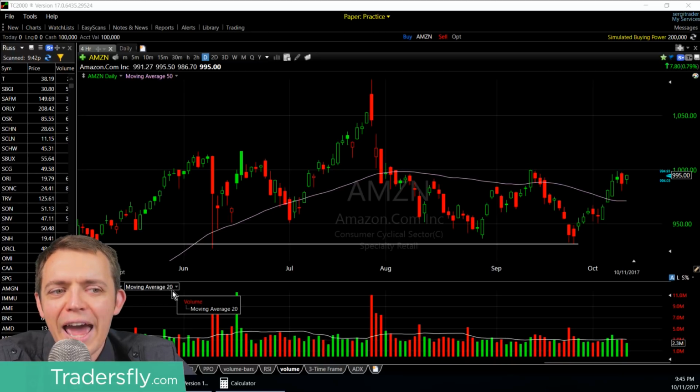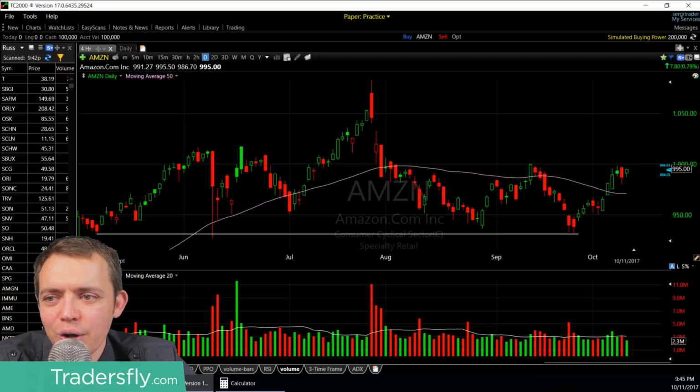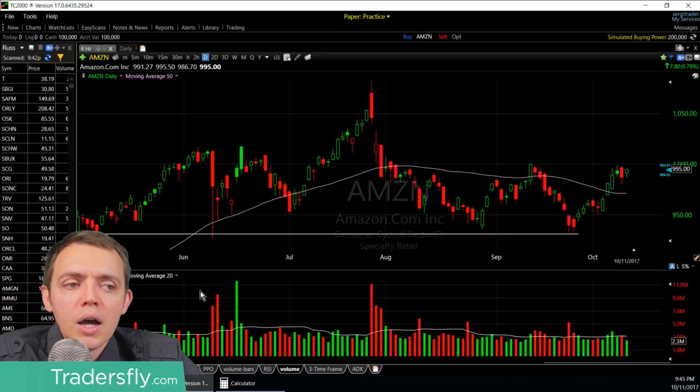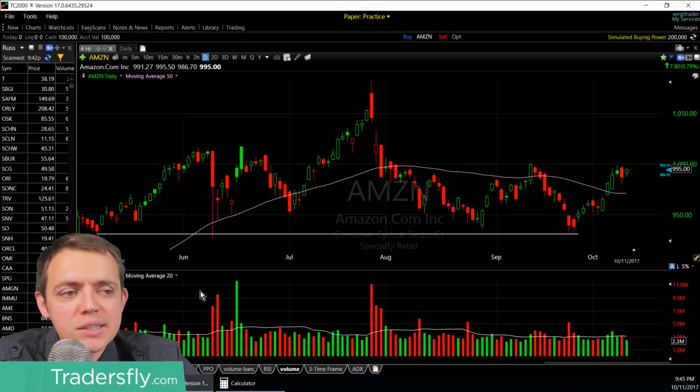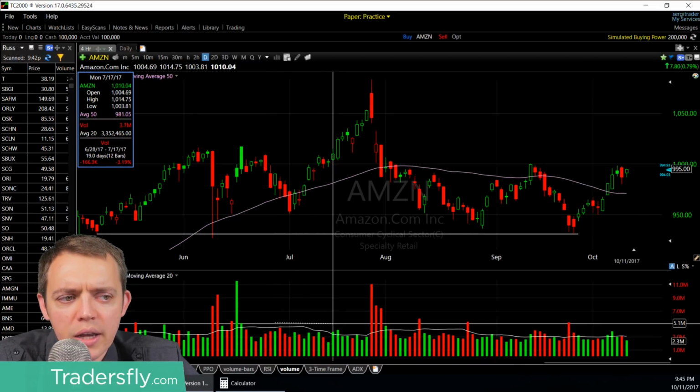Moving average here on my volume. Why do I have this? Think about it. Why do I have the 20 moving average on my volume? Can anyone guess? I've mentioned this a handful of times in the past in my recaps and the Let's Talk Stocks section. But I like that moving average because it gives me an average estimated volume throughout any period.